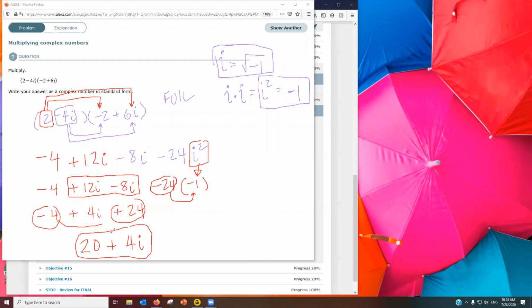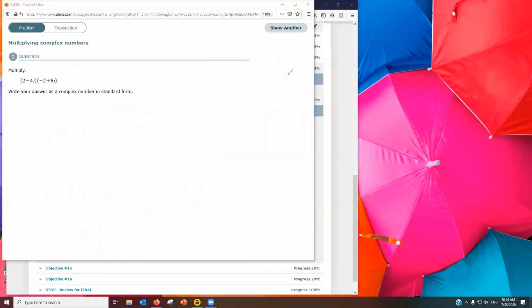All right, so in this example, they asked me to multiply these two complex numbers. So I had to remember this was a FOIL kind of multiplication. And I also had to remember that if I come across an i squared, I'm going to replace it with a negative 1. All right, again, we're going to use these imaginary numbers and complex numbers in objectives 15 and 16.